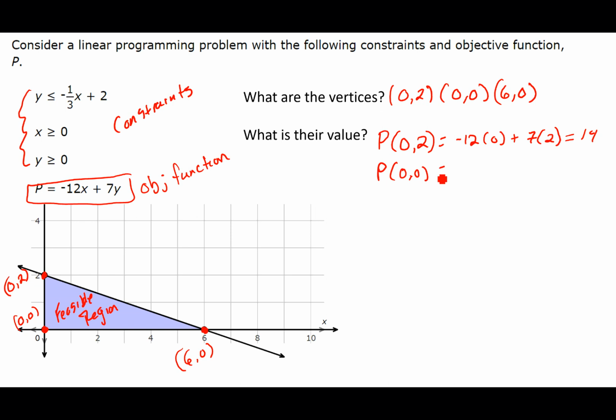So I'm also going to do it at 0, 0. So this is negative 12 times 0 plus 7 times 0. All that is going to equal 0. I'm also going to do it at 6, 0. So negative 12 times 6 plus 7 times 0. Negative 12 times 6 is a negative 72.